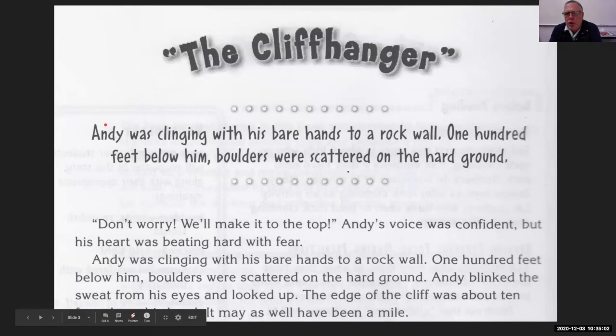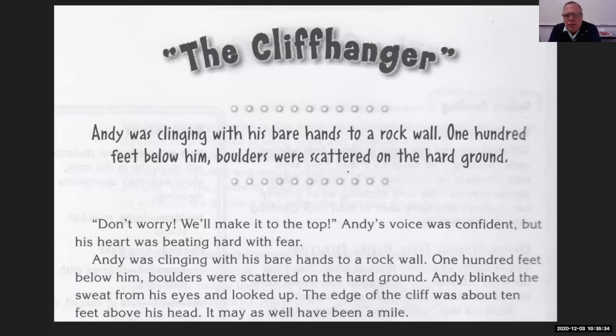Okay, we're going to read a story called The Cliffhanger. Right at the beginning, we have our title, and I want you to pay attention to this. Titles can be inferential or they can be explicit, right? Remember, explicit is that which is right up front, and inferential is that which is implicit, which is kind of behind the text.